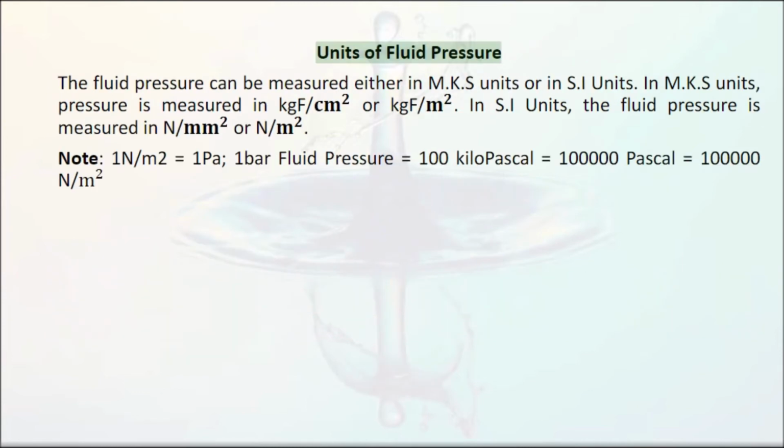Units of fluid pressure. The fluid pressure can be measured either in MKS units or in SI units. In MKS units, pressure is measured in kgf/m² or kgf/cm². In SI units, the fluid pressure is measured in N/m² or N/mm². Note, 1 N/m² equals 1 Pa, and 1 bar fluid pressure equals 100 kilopascal equals 100,000 pascal equals 100,000 N/m².